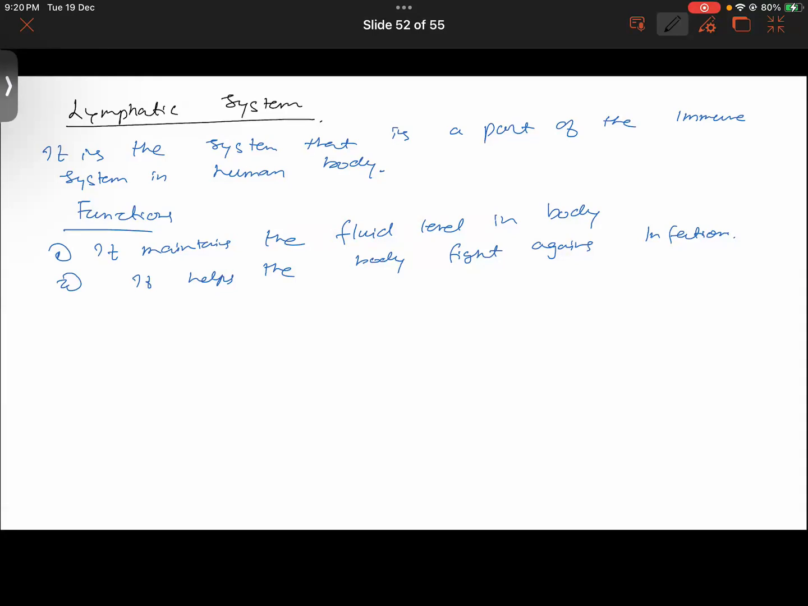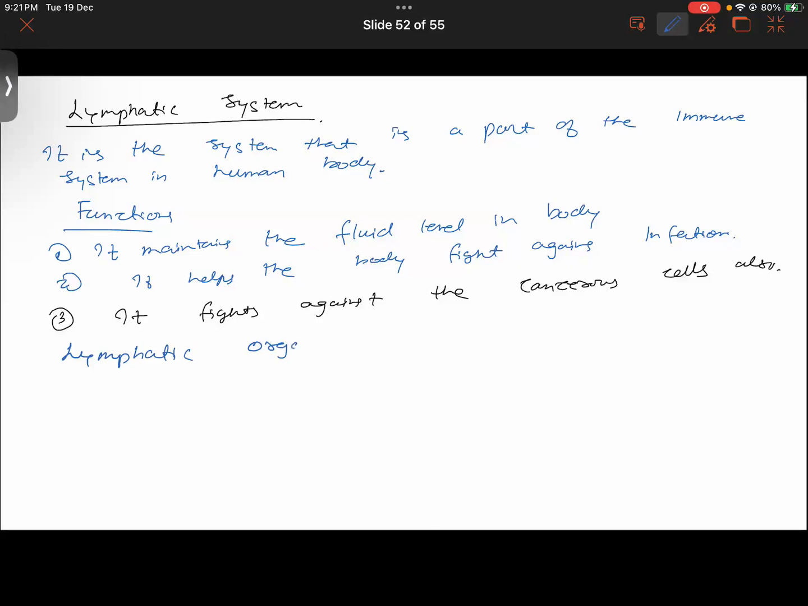It helps the body fight against infection. It will also help the body fight against cancerous tissues, against the cancerous cells as well. So one more point we can note is that it fights against cancerous cells also. These in general are some of its functions. And there are several organs that form part of the lymphatic system, and those are called lymphatic organs.